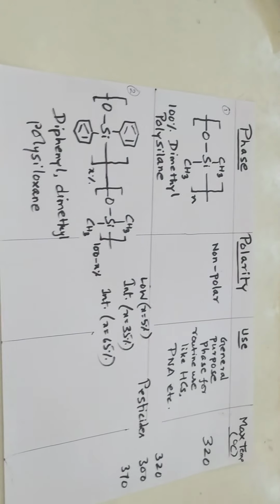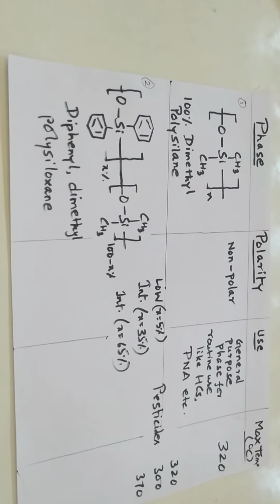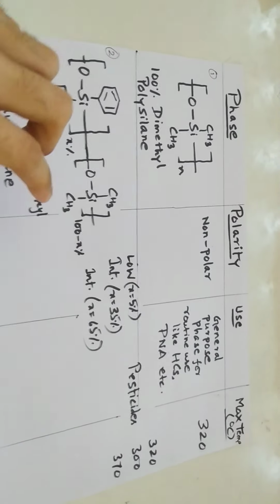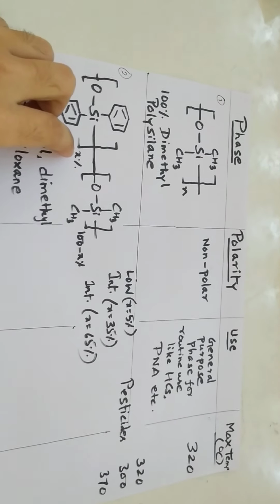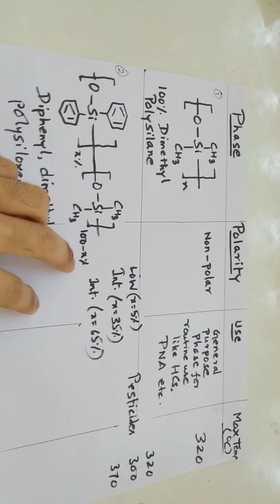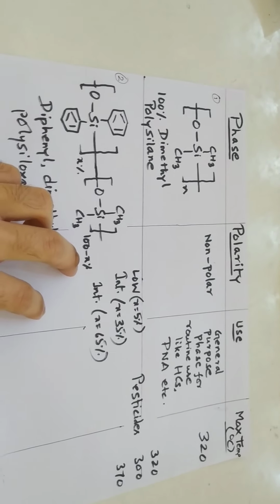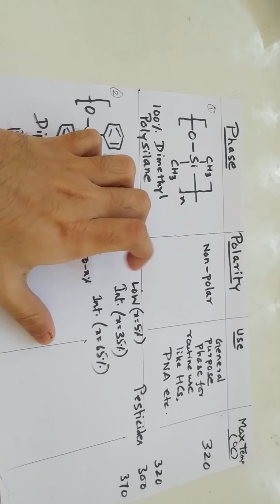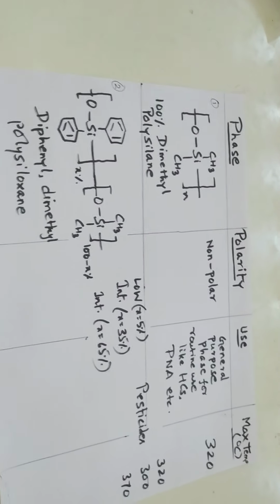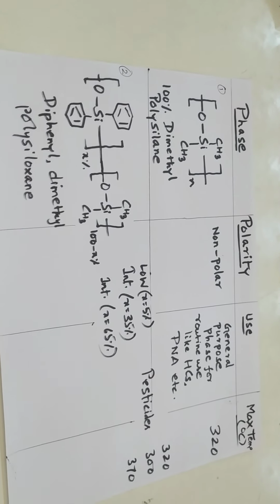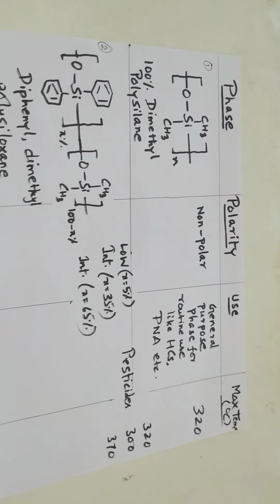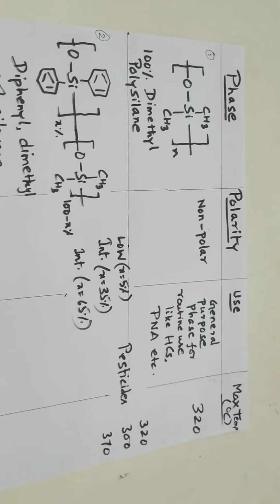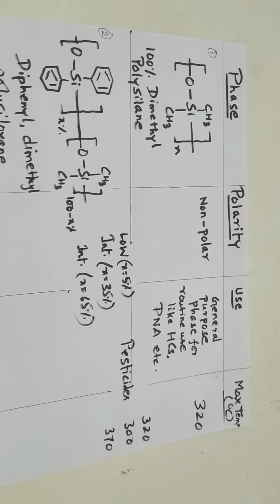The second one is diphenyl methyl dimethyl polysiloxane. Here the first X is the percentage, and the second X also from that percentage we can determine. For low polarity compounds X is around 5%, and for intermediate compounds X is around 35 to 65%, and it is basically used for pesticides. And the temperature for low polarity is 320 degrees Celsius, and for intermediates it ranges around 300 to 370 degrees Celsius.